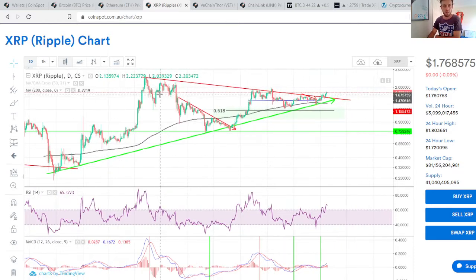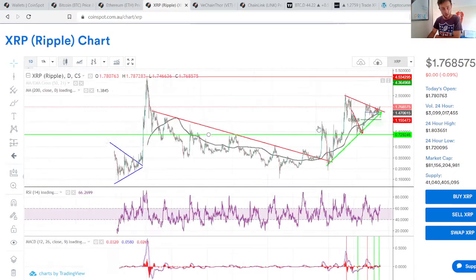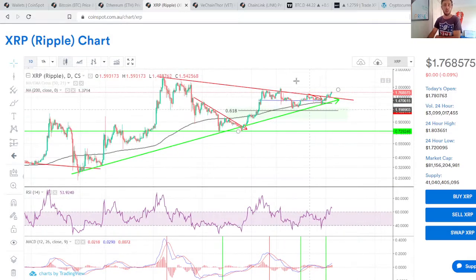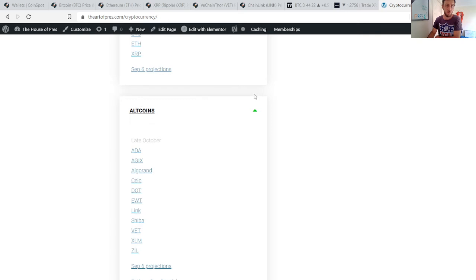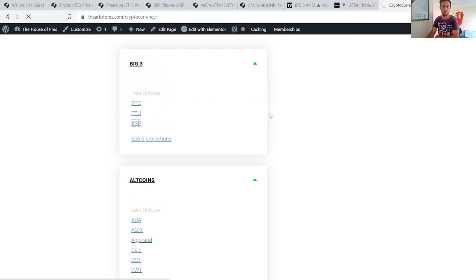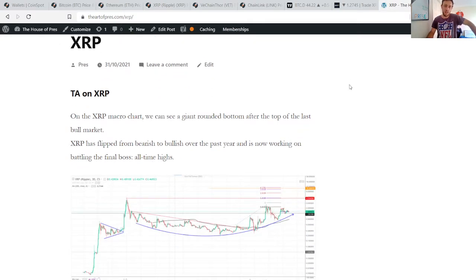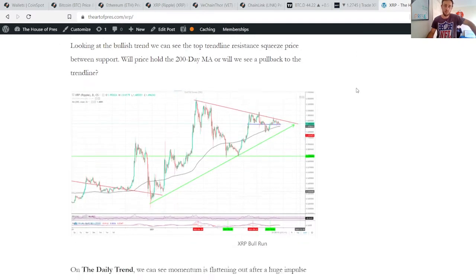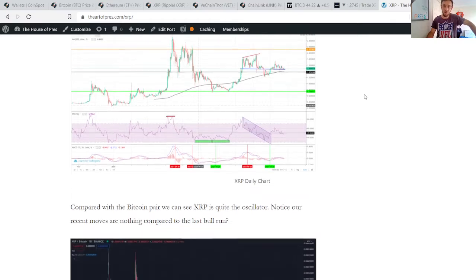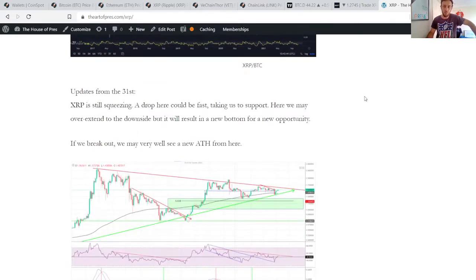Broke out of this long-term resistance trend line, and we're looking for all-time highs. Again, it's on the website. We've been calling this one for a while. If we get what we're supposed to get, then this would be great. This is my biggest bag by far. I'm playing it in a lot of different ways.